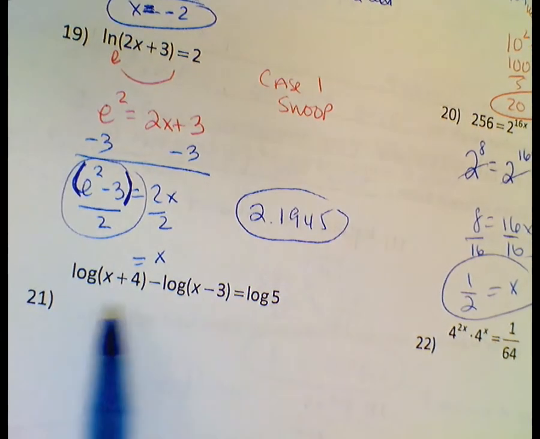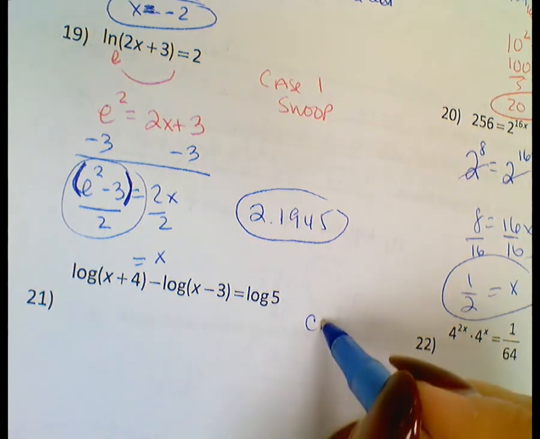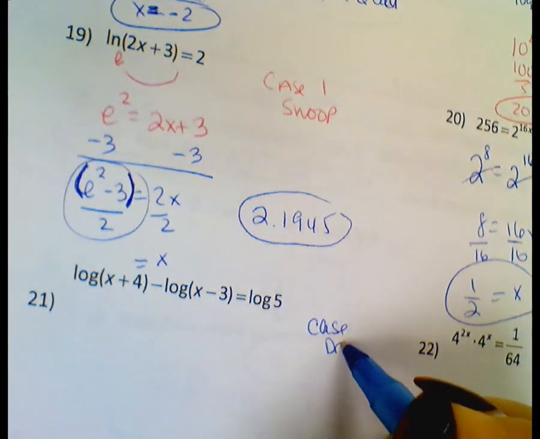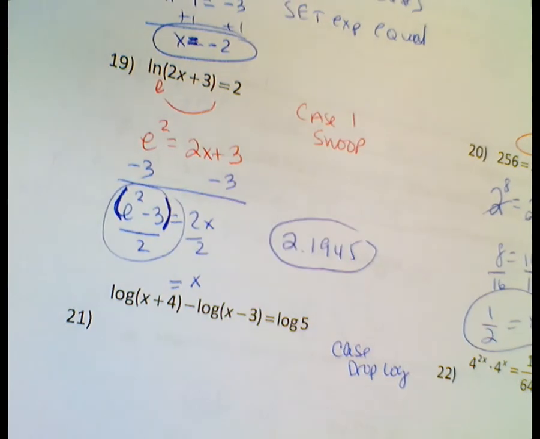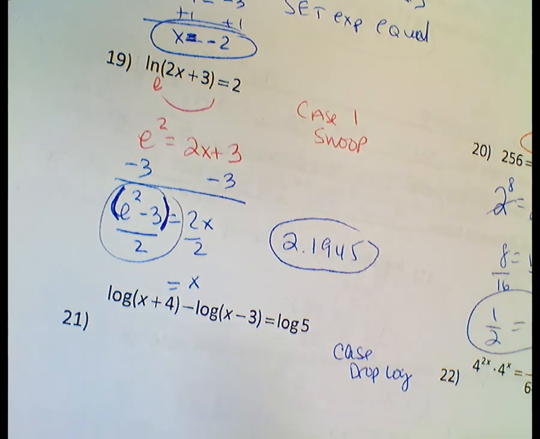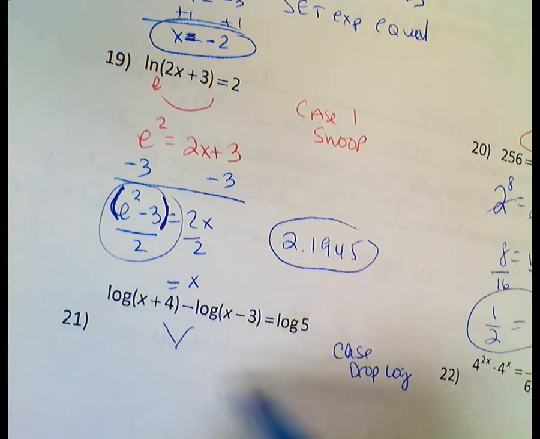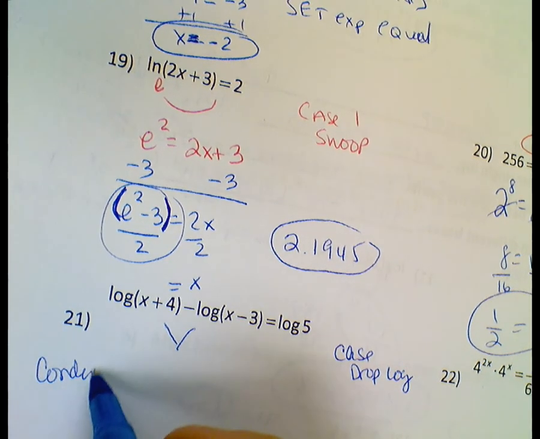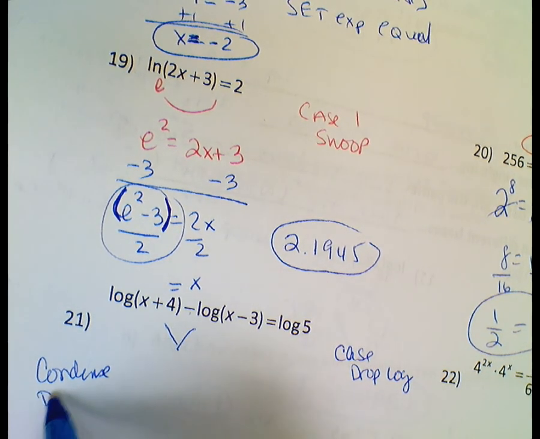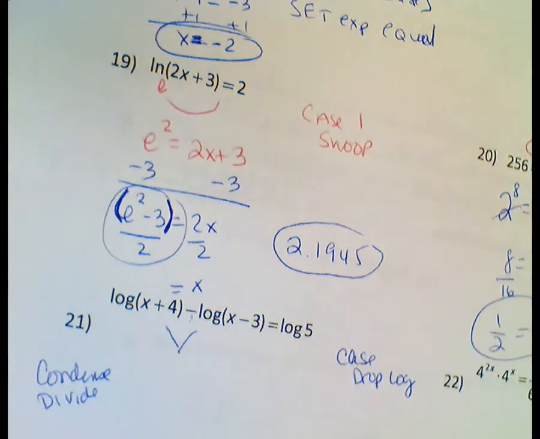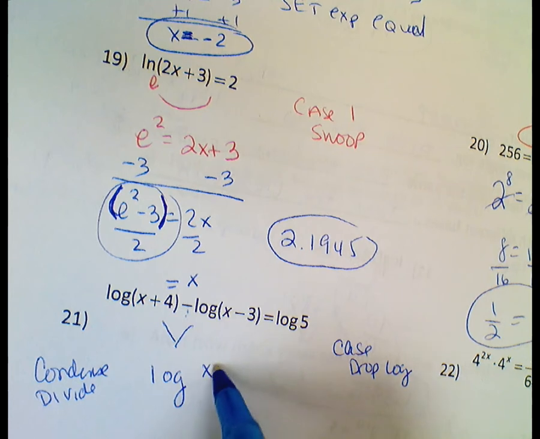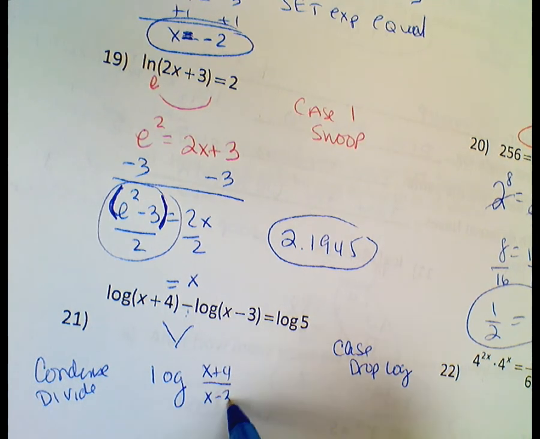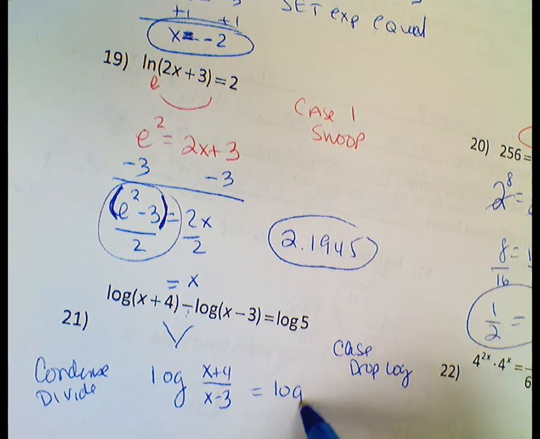This one's got a lot of logs. This is case 2. This is the drop the log case. Drop the log from each side. But before you can drop, you can only drop 2, one from the left, one from the right. So what do we do first? First step is to condense. Because of the subtraction, we are going to be dividing. So write log once. Take x plus 4 and divide it by x minus 3. Set it equal to log base 5.